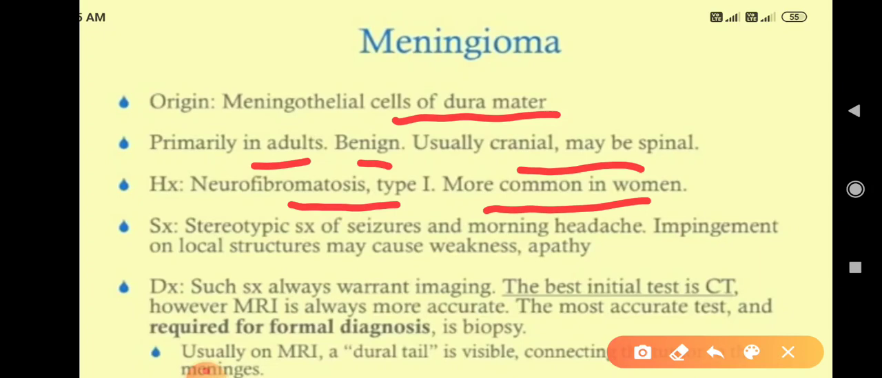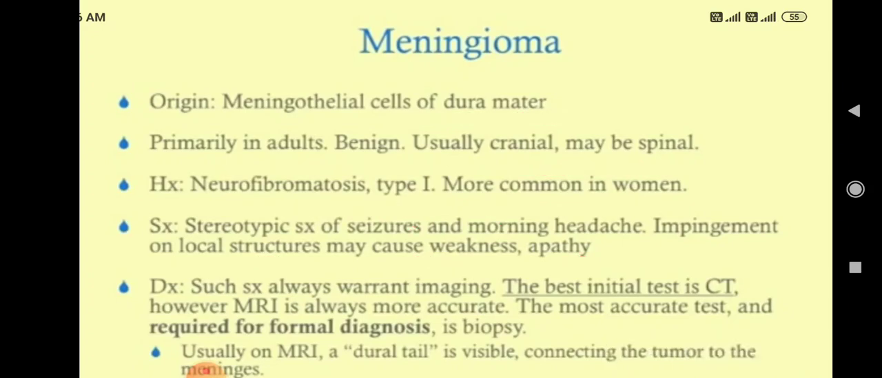Okay, symptoms: stereotypic symptoms like seizures and morning headaches. Impingement on local structures may cause weakness and apathy.